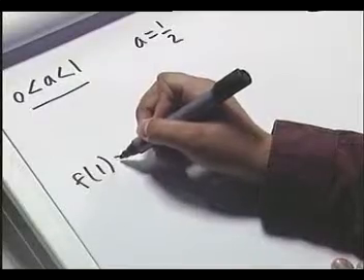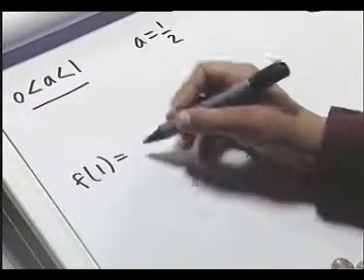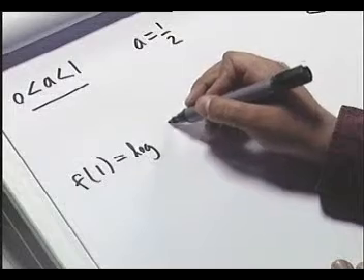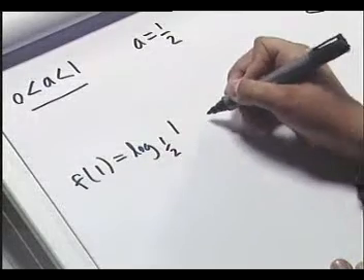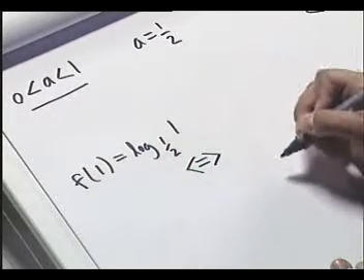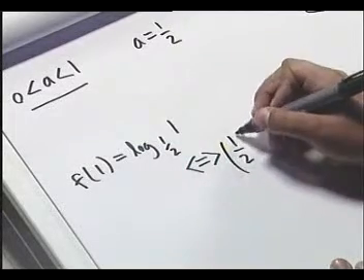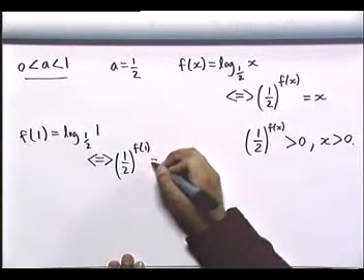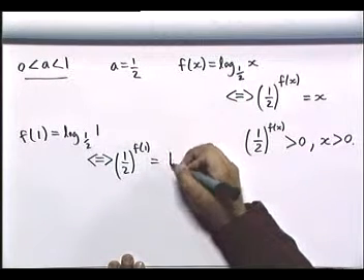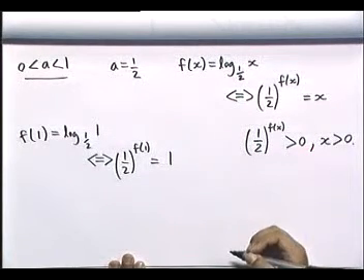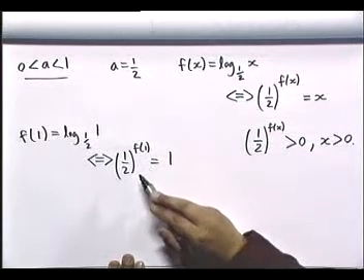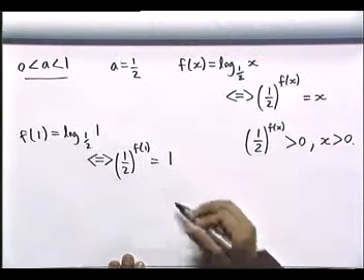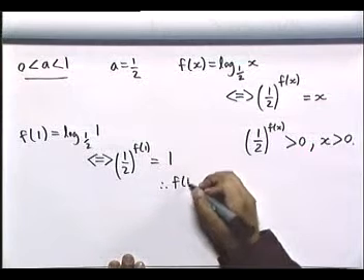So first of all, I consider f of 1. F of 1 means that we've got the log of 1 to the base of 1/2. And remember, this is equivalent to saying 1/2 to some power, in this case f of 1, is equal to 1. So how does this work? 1/2 to some power equals 1. Remember, anything to the power of 0 equals 1. So f of 1 must be 0.